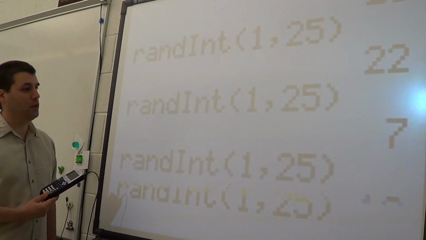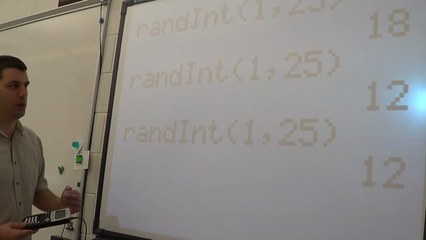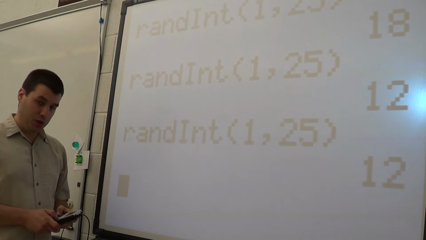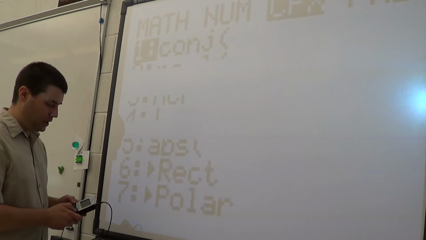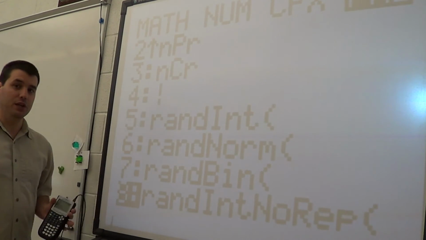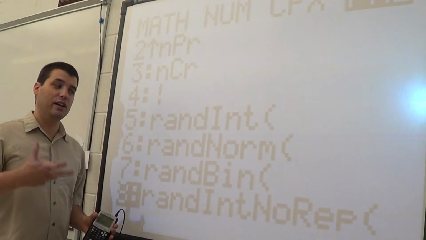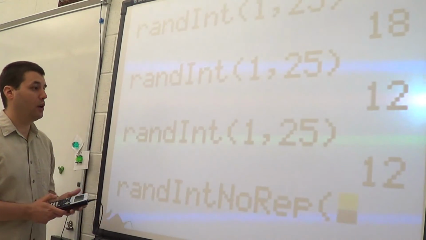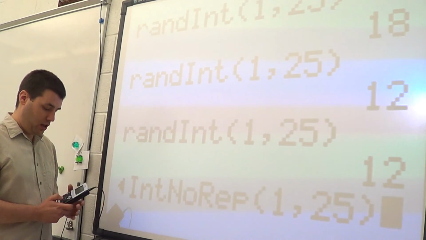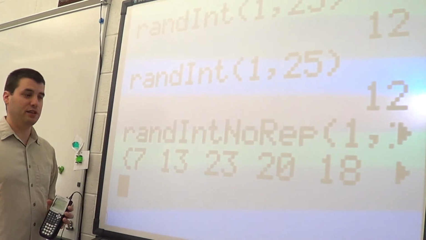Now, this is doing it with repeat, so I might get the same person twice. I can either ignore that or count it depending on what I want. So you got two 12s, for instance. One last thing I'll show you that can be useful. Math, probability, random integer, no repeats. Sometimes it's nice to have a whole group, but in a randomized order, so we can use that. What I would do here is I'd say 1, comma, maybe 25, close it up, and just hit enter, and it'll give me all the values in a random order.